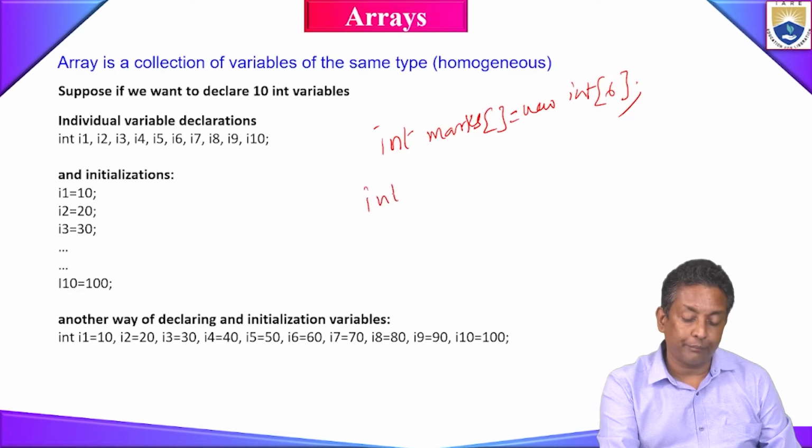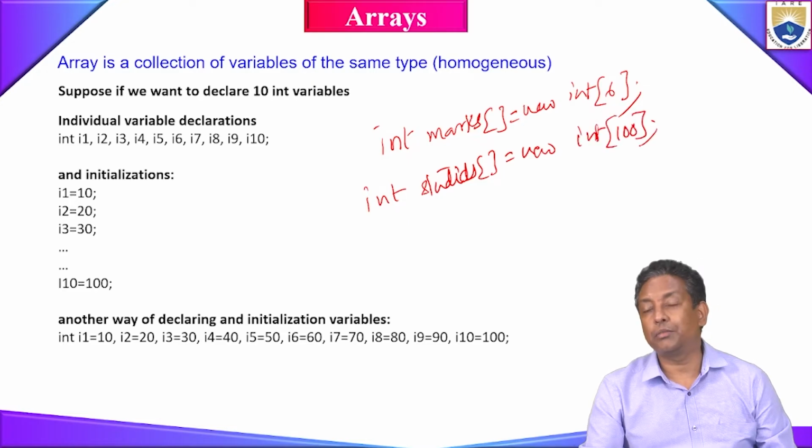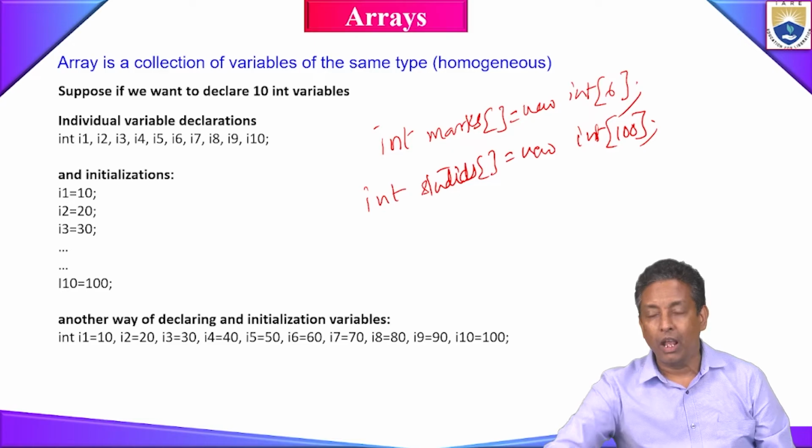Similarly, if you want to store 100 student IDs, studentIDs[] is equal to new int[100]. Finish. 100 integer variables are declared. Similarly, 100 student email IDs or 100 student mobile numbers.